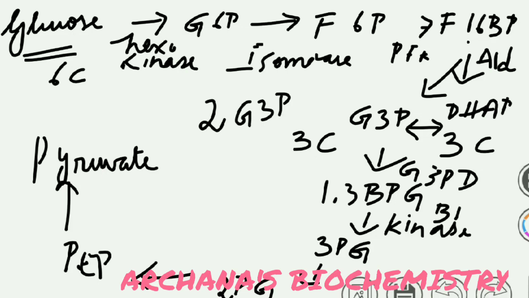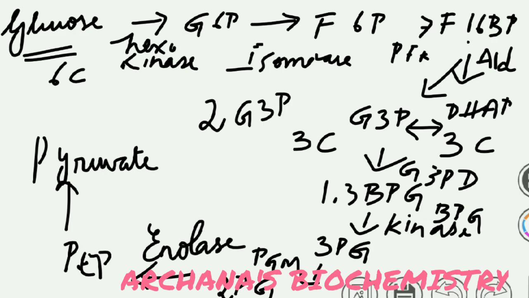1,3-bisphosphoglycerate kinase. Now 3-phosphoglycerate is converted to 2-phosphoglycerate. The enzyme is mutase, phosphoglyceromutase. 2-phosphoglycerate is converted to phosphoenol pyruvate by enolase. Phosphoenol pyruvate to pyruvate by pyruvate kinase. Okay. So this is the overall cycle and the enzymes involved.